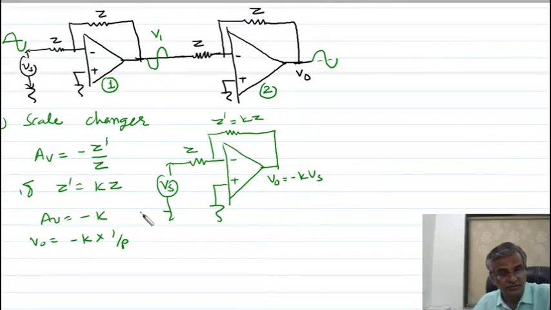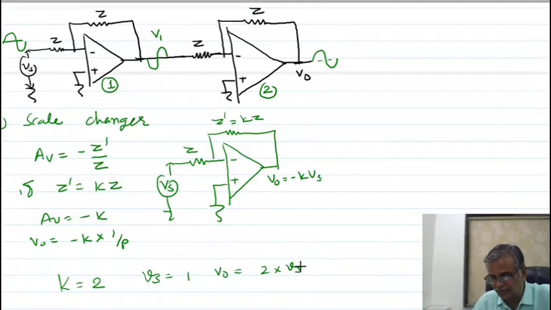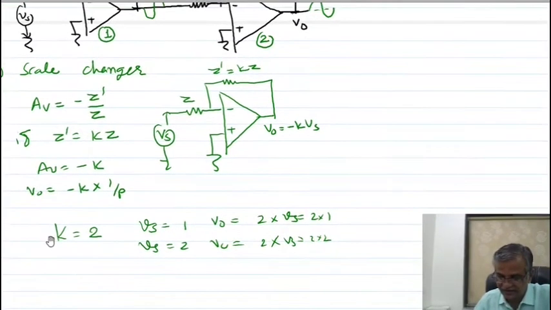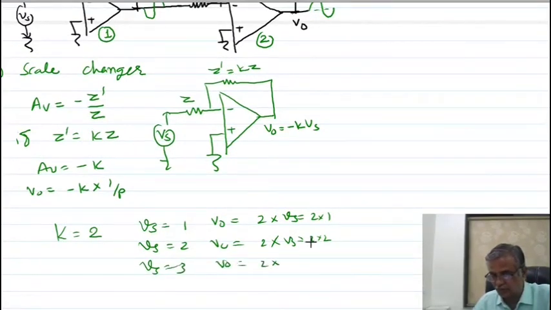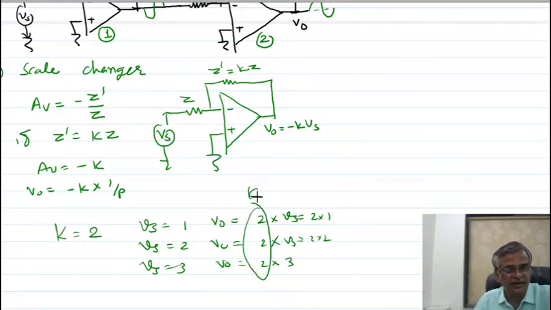If you do not understand what scale multiplied by K times means, suppose I have taken K as 2. Then if you keep the input as 1, the output is 2 into Vs, means 2 into 1. Vs is 2, the output is 2 into Vs, it is 2 into 2. Vs is 3, the output is nothing but 2 into 3. So this is your K times. Scale is multiplied by K times.